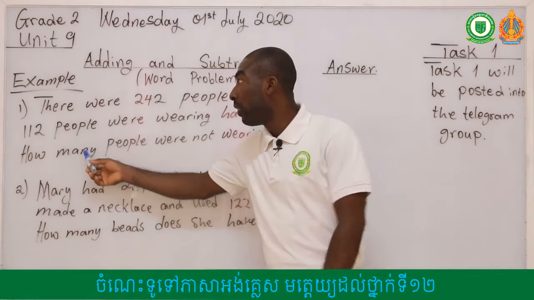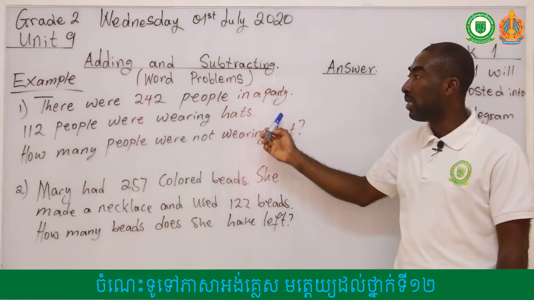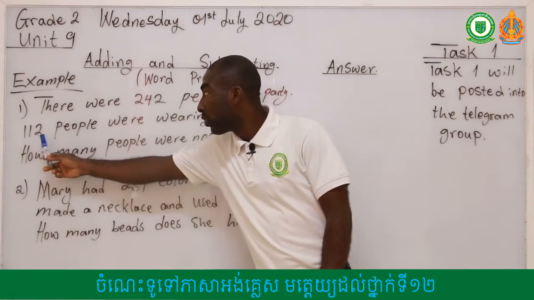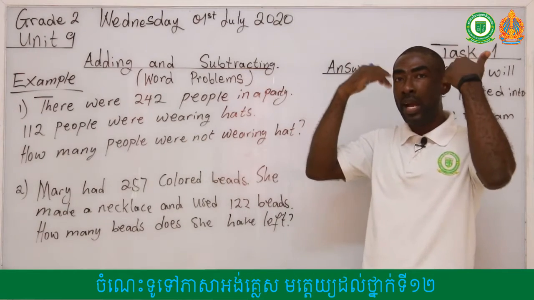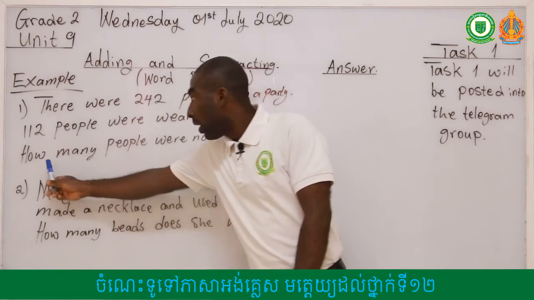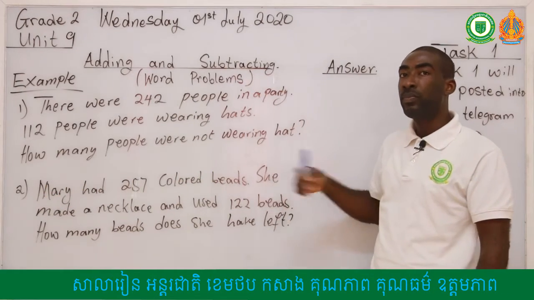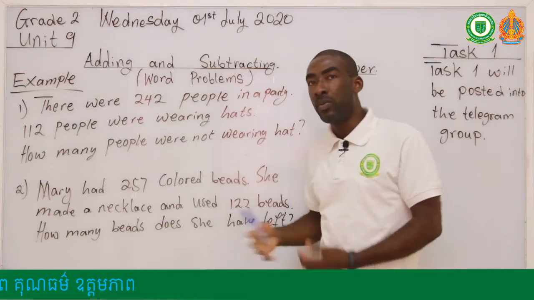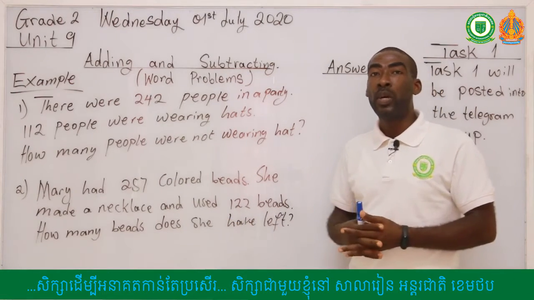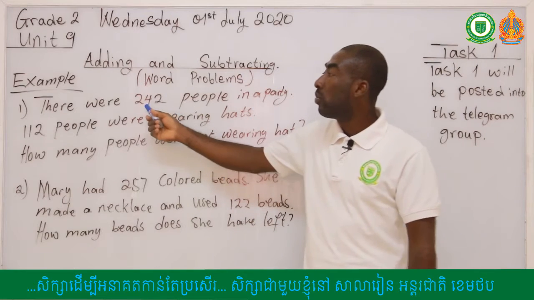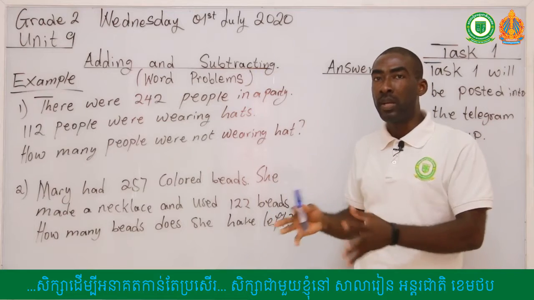The first example reads, there were 242 people in a party. 112 people were wearing hats. Okay, so they were wearing a hat on their head. How many people were not wearing hats? So how do you understand this question? What you have to do is ask, how many people were in the party? That is 242. They were present in total at the party.